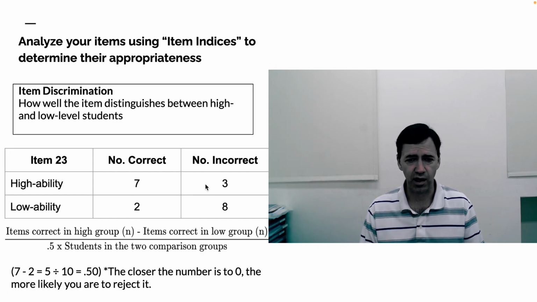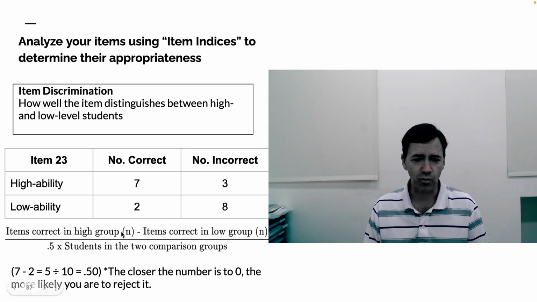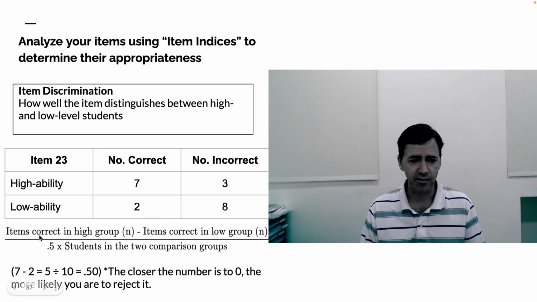Okay, so 7 right, 3 wrong. 2 right, 8 wrong. So how you figure this one out is you take the items correct in the high group minus the items correct in the low group. So 7 minus 2. Okay, that's on top. So we got 5 on top. And then 0.5 or half of the students in the two groups. So I had 10 high, 10 low, so half of 20 equals 10. So 5 over 10 equals 50%.